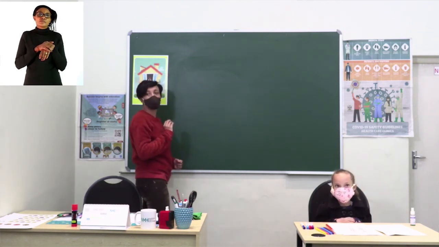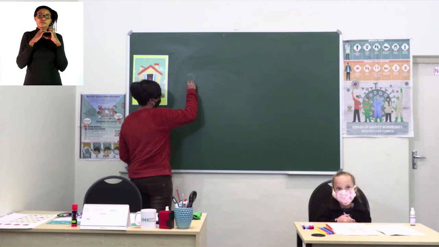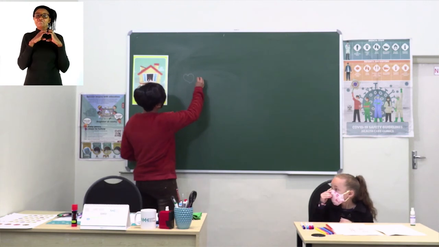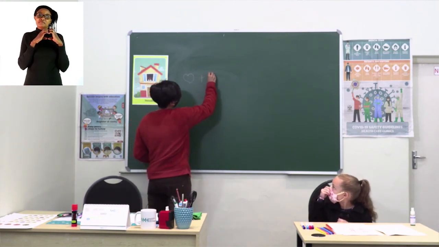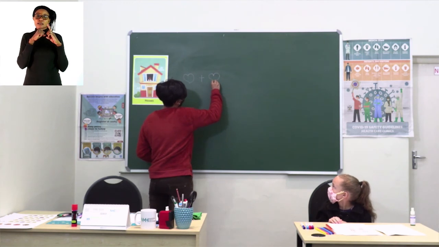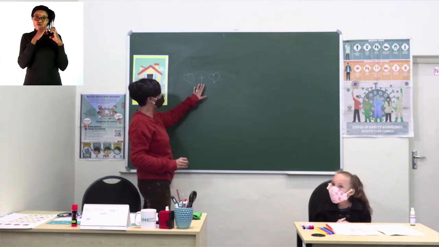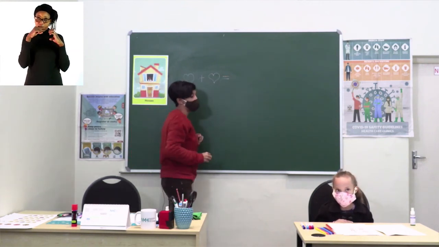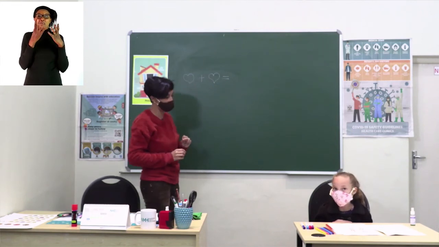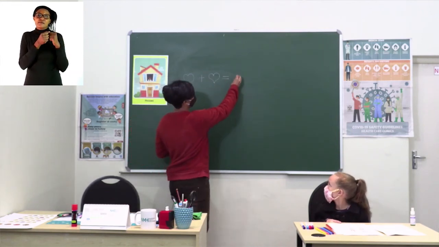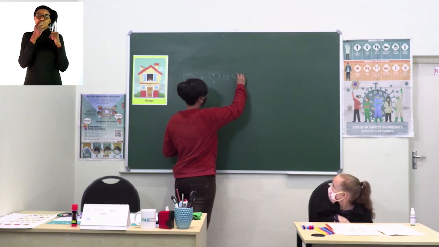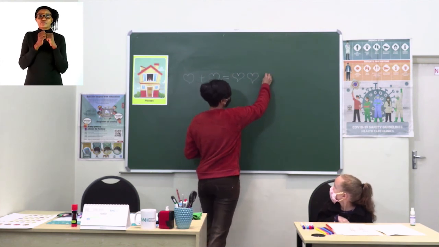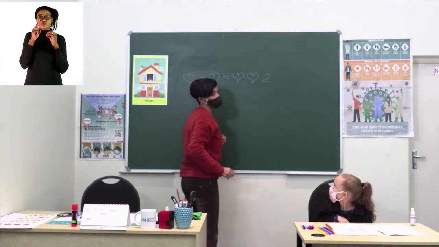I'm going to make use of the picture hearts. Can you see my hearts? Okay. I have one heart plus another heart. What will my answer be? How many hearts do I have here? 2. So it means I will have 2 hearts. And I'm just going to write the number next to it here.